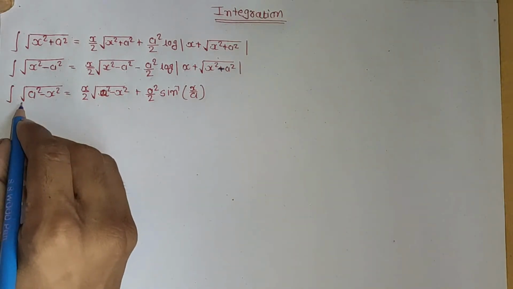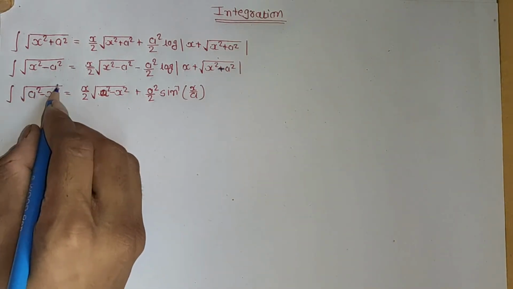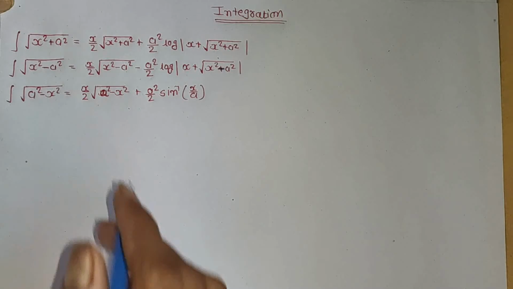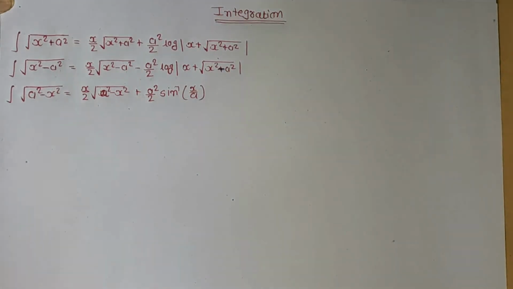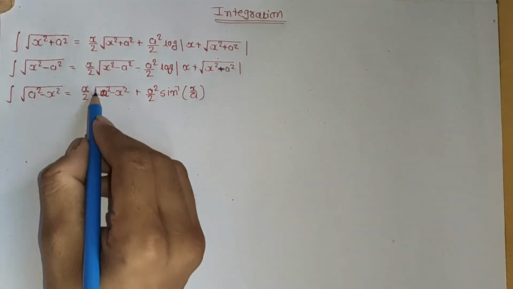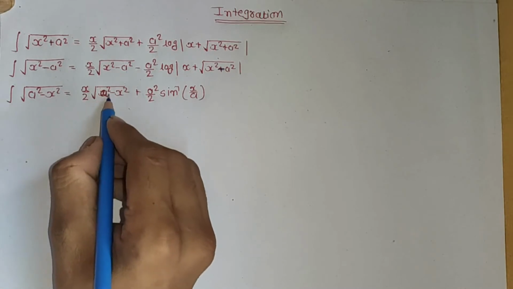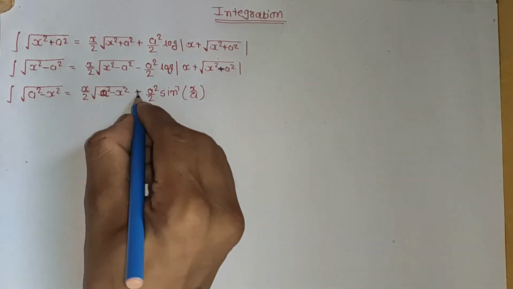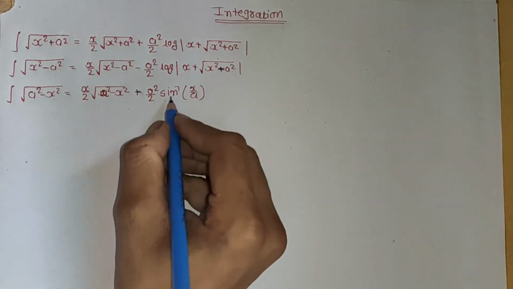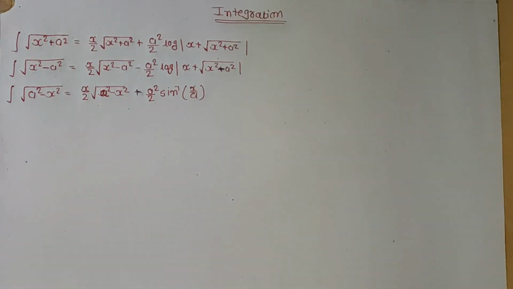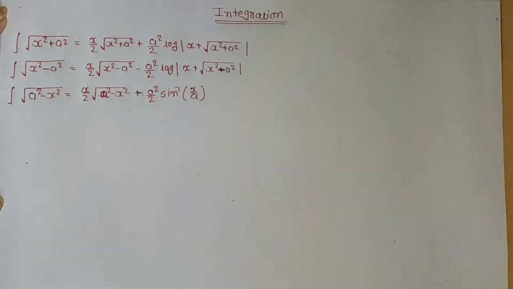Okay, if the integral is of the form square root of a square minus x square, then the answer is x by 2 times square root of a square minus x square, plus a square by 2 sine inverse x by a. Okay, let's start to derive it.